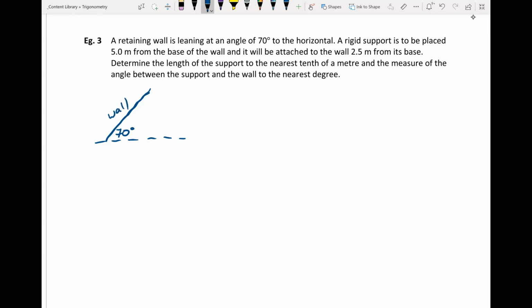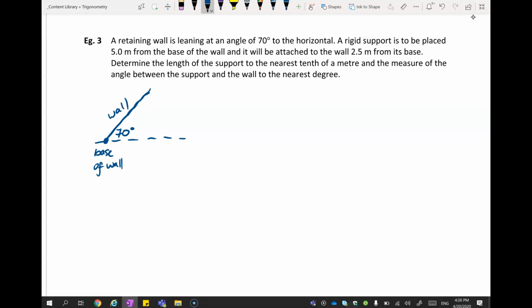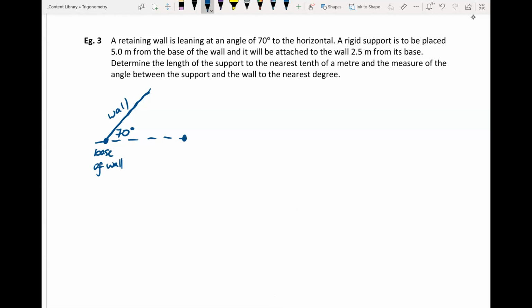Next, we have a rigid support, and it's to be placed 5 meters from the base of the wall. So the base of the wall is just the bottom of the wall. And your support is going to be placed 5 meters from that base of the wall. So your distance of 5 meters, and this is where your rigid support is going to be. And that would also be the base of your rigid support.